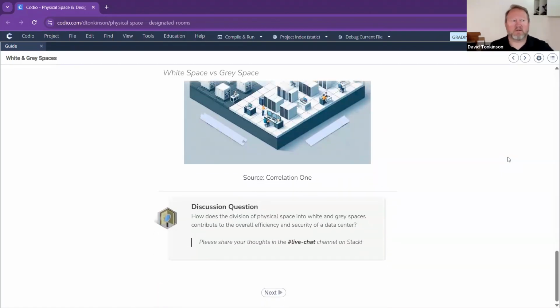So we've got a quick discussion question here for you to poke into live chat. How does the division of physical space into white and grey space contribute to the overall efficiency and security of a data center? Greg says by splitting the two, you can keep the high-level equipment protected. And we go into a little bit more detail when we begin to break those spaces up. Yes, very much in that direction, isn't it?